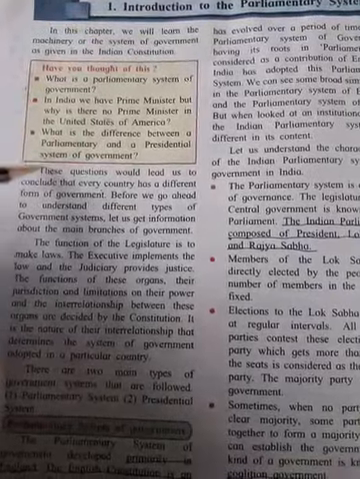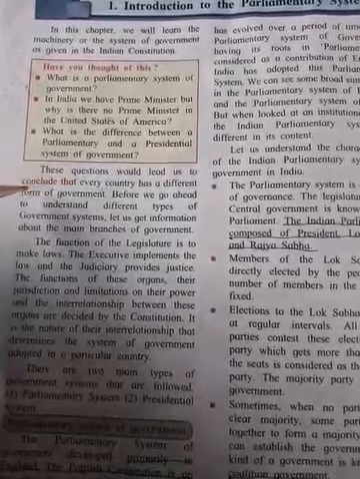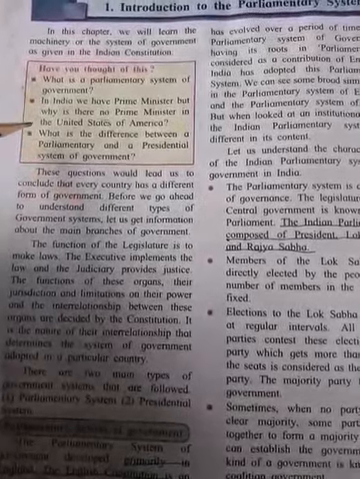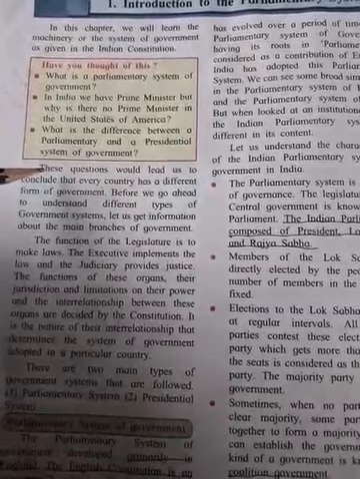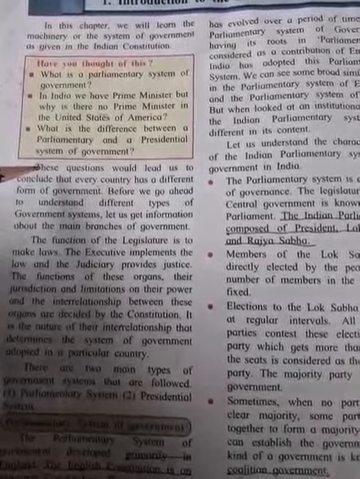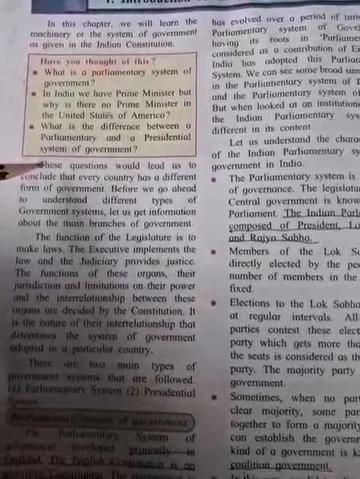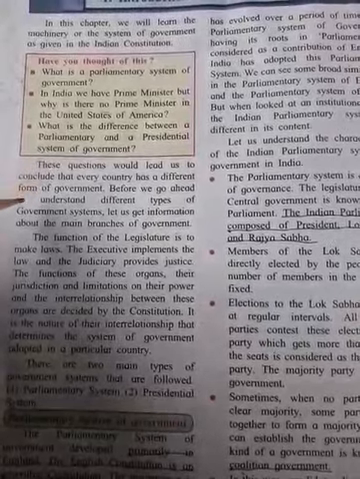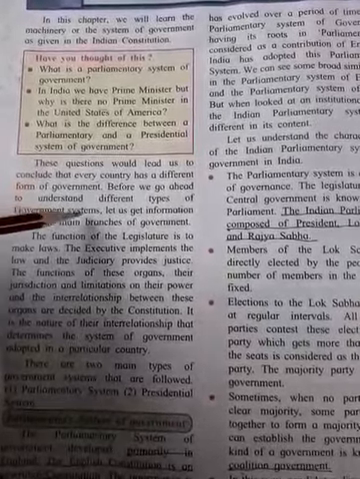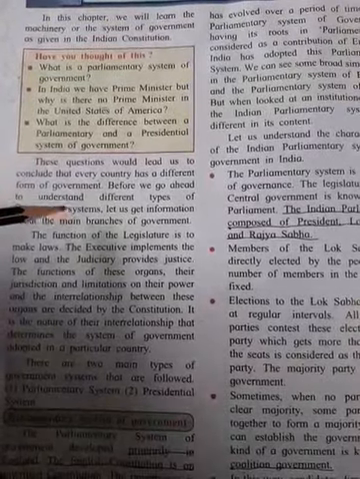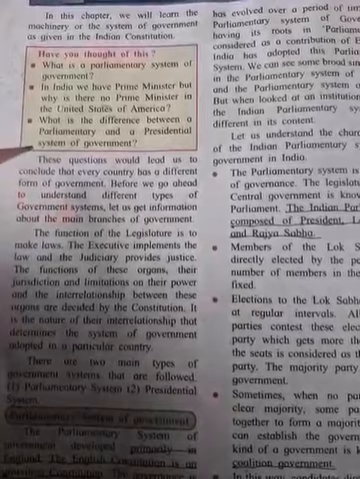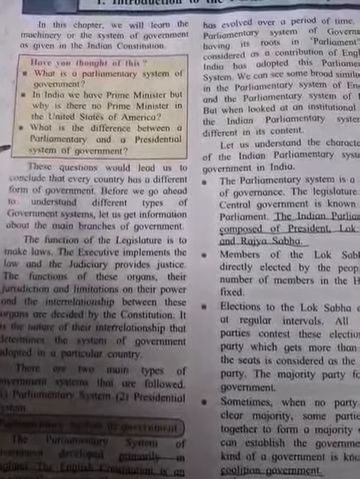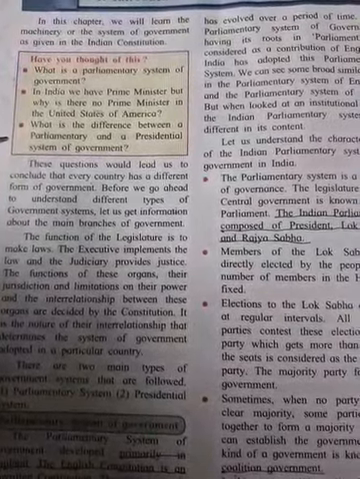These questions lead us to conclude that every country has a different form of government. These questions tell us that every country has its own system of governance, or a different form of government can be seen in each country. Before we go ahead to understand the different types of government systems, let us get information about the main branches of government.